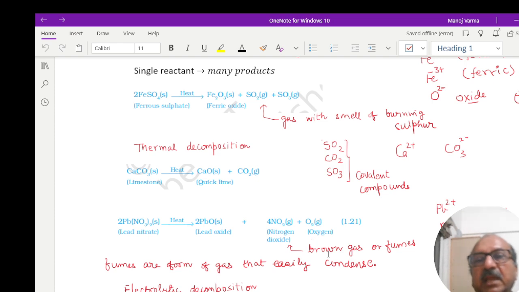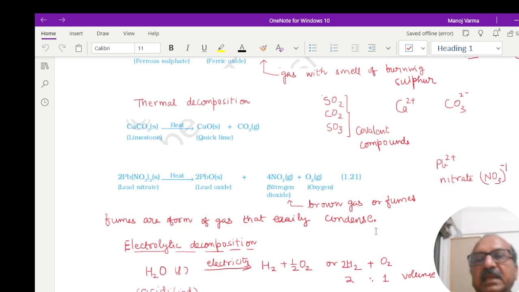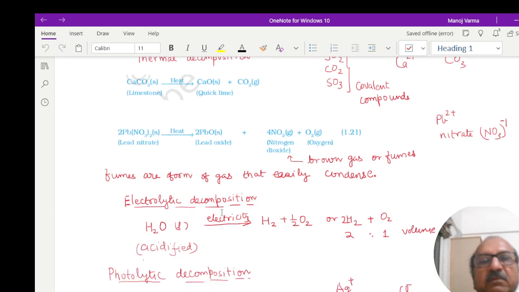Nitrogen dioxide is a brown colored gas or fumes. When we say fumes, it only means a gas that can be easily condensed. And lead nitrate also has a nitrate radical, so Pb2+ and NO3-, and therefore the formula will be Pb(NO3) the whole twice. So this way you can understand the formula.